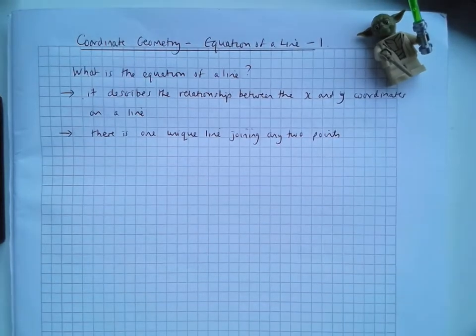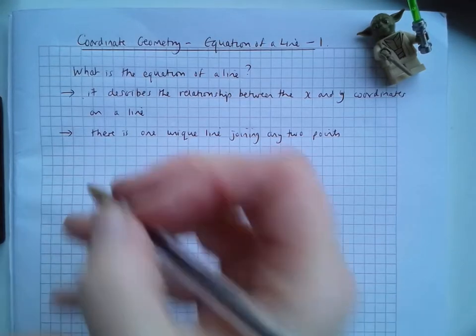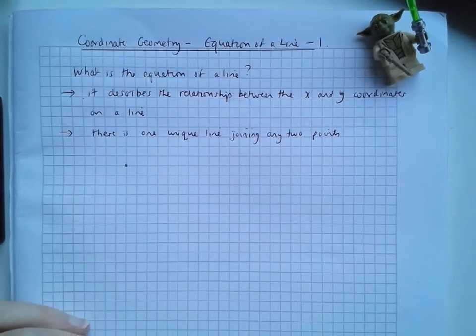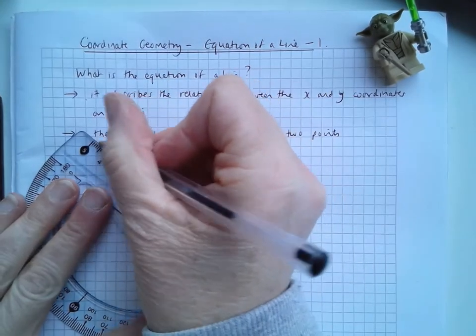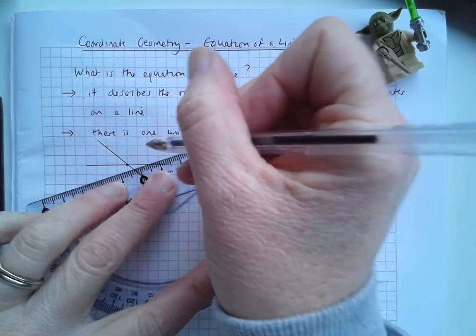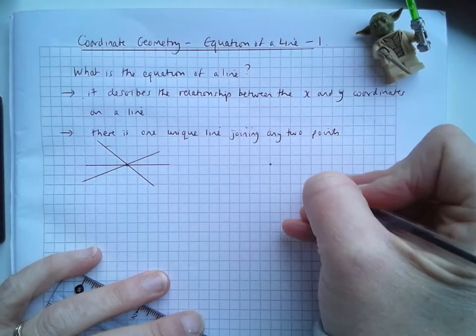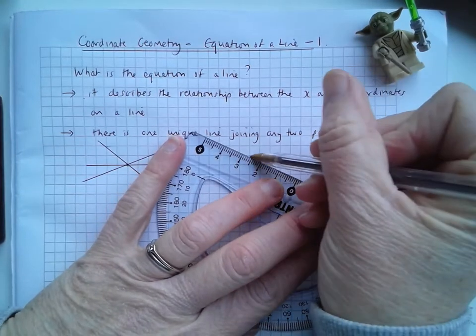And just a reminder that for any two points, there's only one unique line joining those 2 points. If you try and put down 1 point on the page, there's an infinite number of lines that can go through that point. But if you put 2 points down, there's only one line. Obviously, I can't draw all those. There's one, there's another, there's another, and so on. But once you put down 2 points, there's only one line that can join those points.